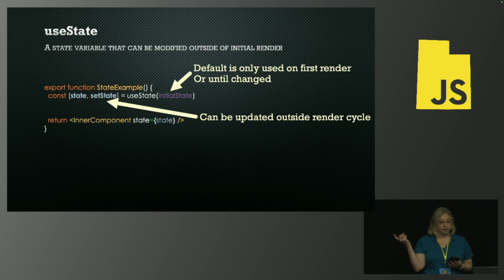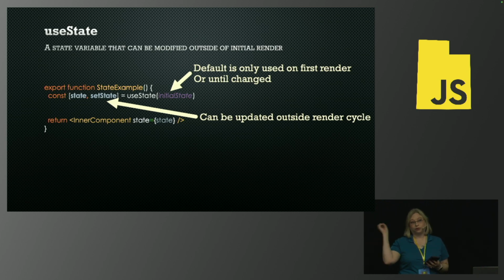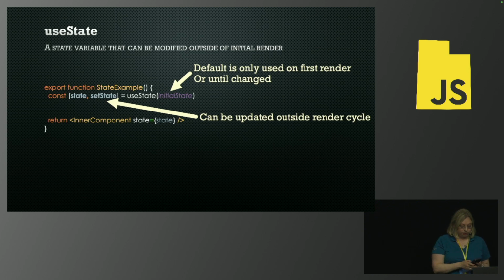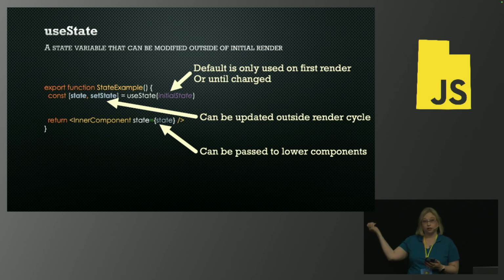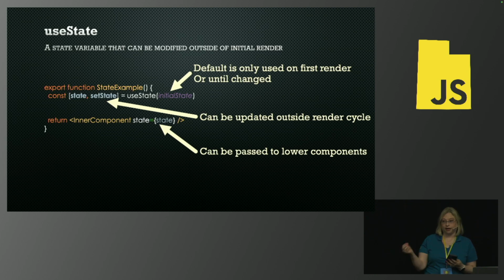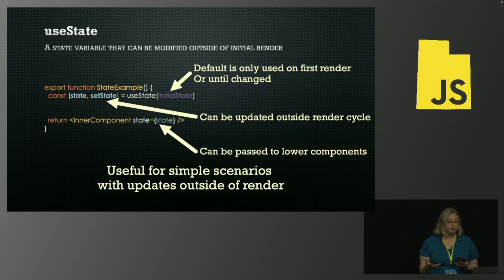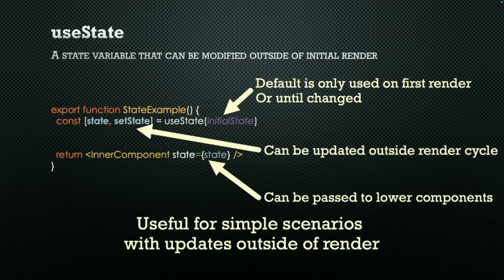One interesting thing about useState that I'm just going to say is this is an array, and because it is an array, it can be reused and renamed. We can rename whatever gets returned from useState, and that makes it really easy to code with and easy to use again. And then that can be passed to lower components, and when it gets into that lower component, it becomes a prop, not a useState. And so there's a different perspective once you get into the new component. And this is useful for simple scenarios with updates that are outside of our render cycle.